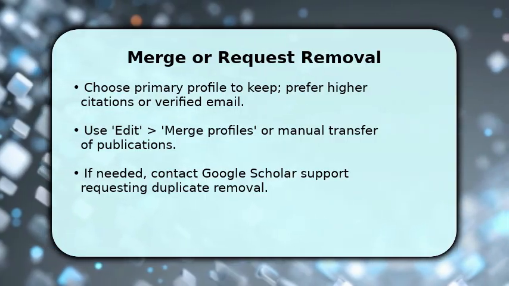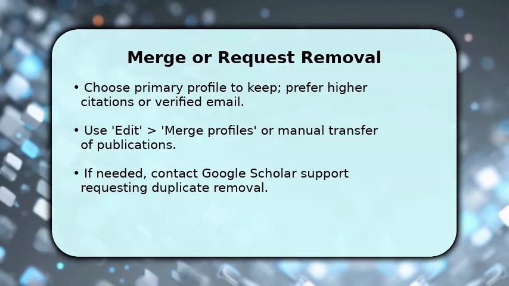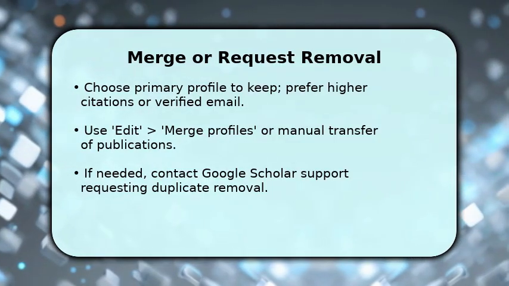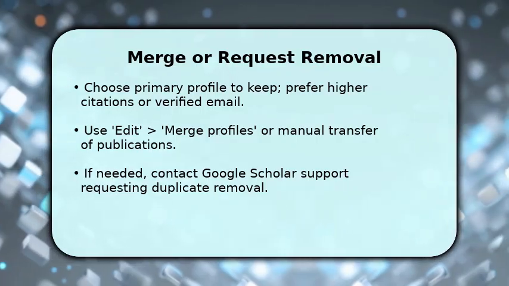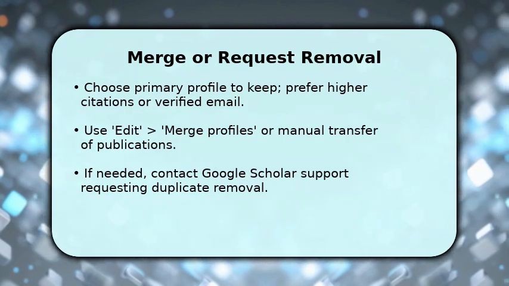If Scholar lacks merge tools, export citations from the duplicate and import into the primary, then remove duplicates manually. If you can't complete transfer, prepare a concise support request to Google Scholar explaining duplicates and citing profile ID.